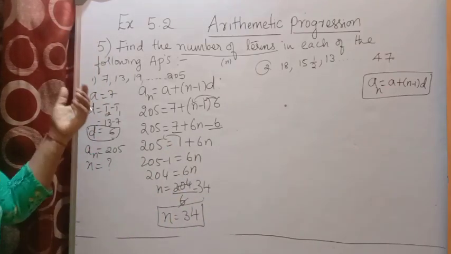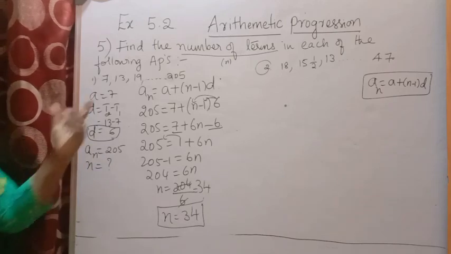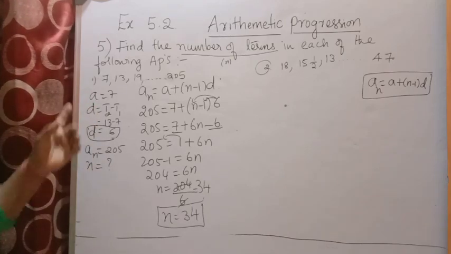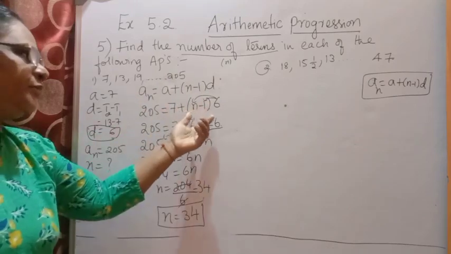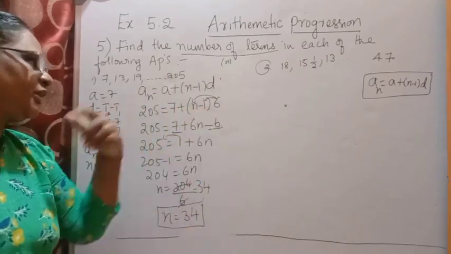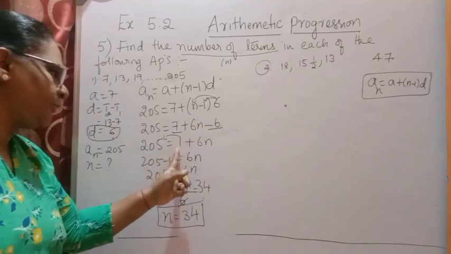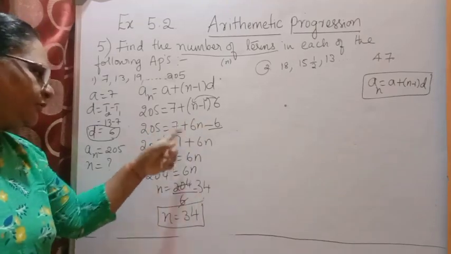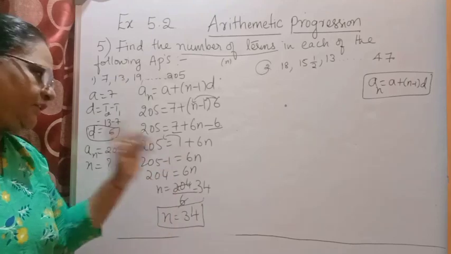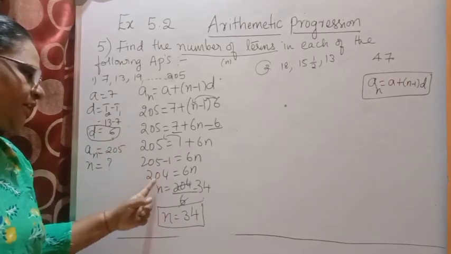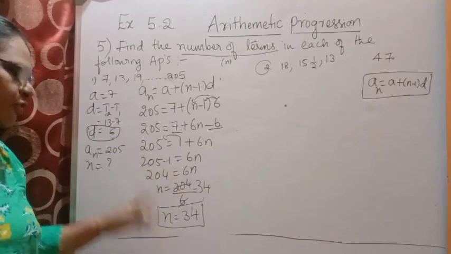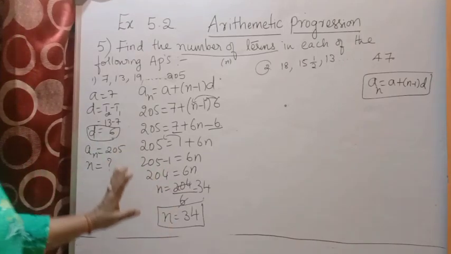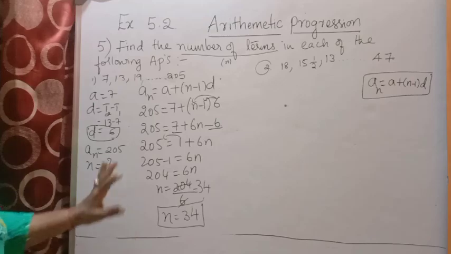Okay. a is given, d is given, the last term is given, and you have to find out n. Put the formula, substitute the values. Here the n term multiplied with 6, you will get 6n minus 6. Now group these two numbers, you will get 1 plus 6n. Shift 1 here, it is equal to 6n. After shifting, subtract, put the value, it is equal to 6n. So you want n, you will get the value of n. So n is equal to 34.